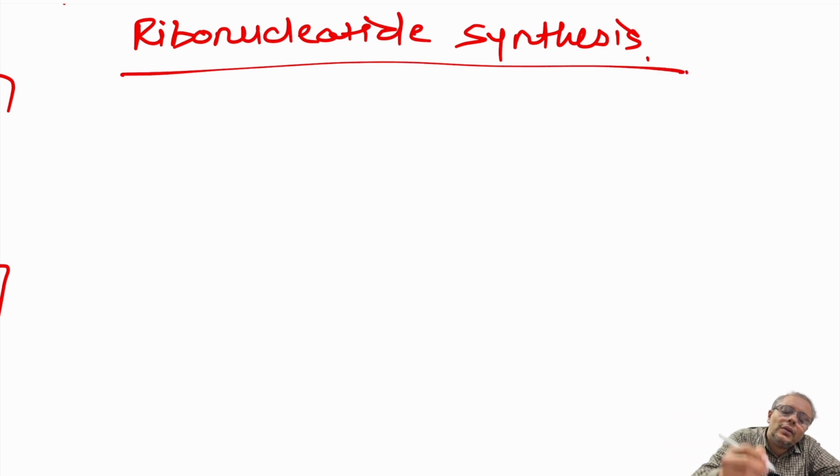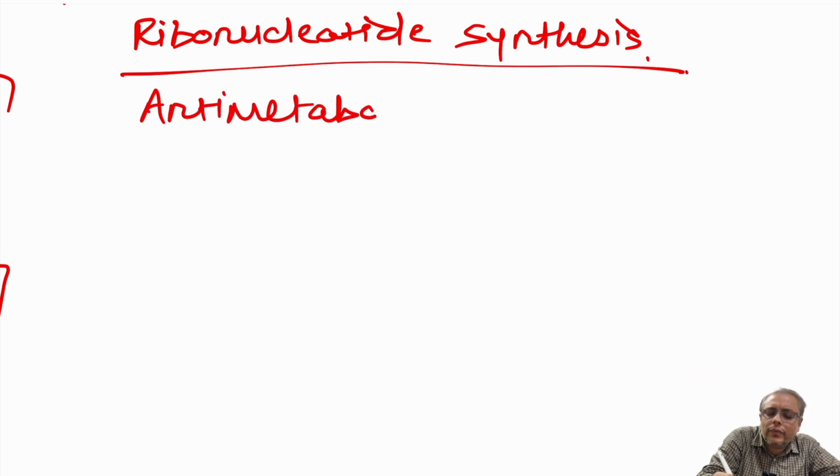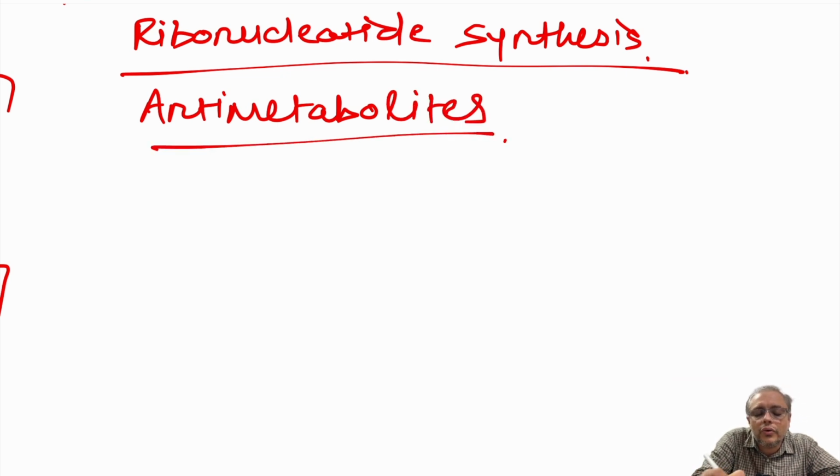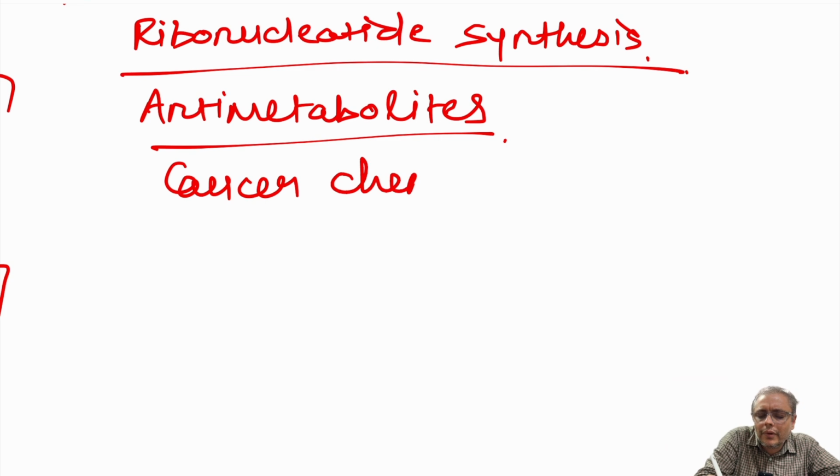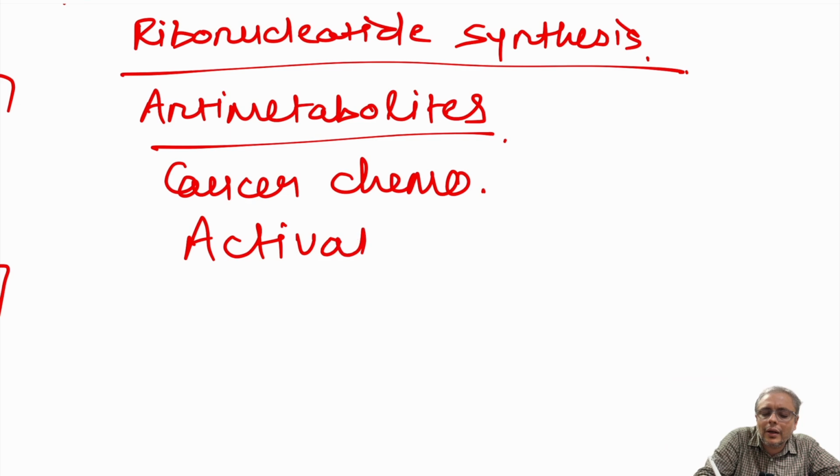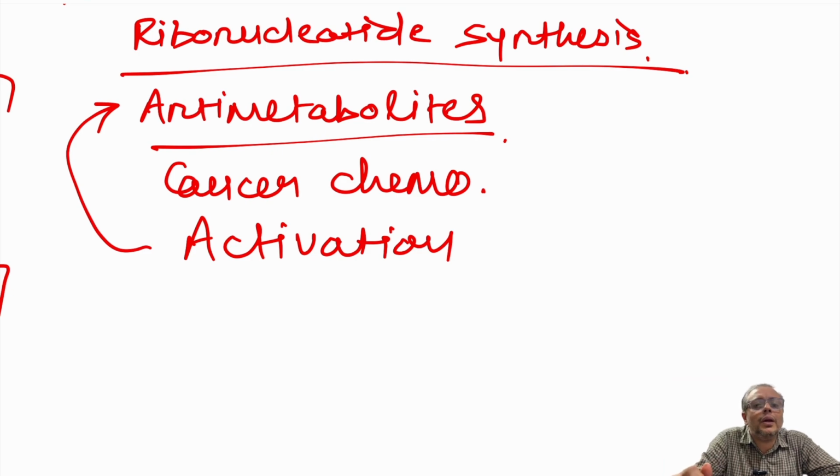This is mainly important in the case of various anti-metabolites, as you all know. Purine anti-metabolites and pyrimidine anti-metabolites are used in cancer chemotherapy, and this pathway is important for the activation of these anti-metabolites.